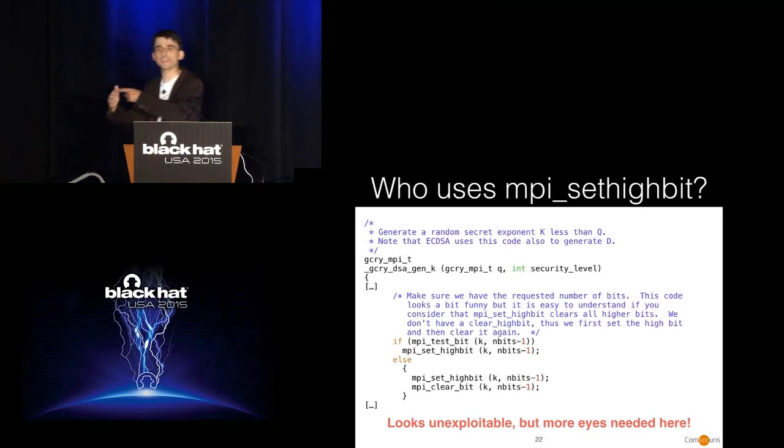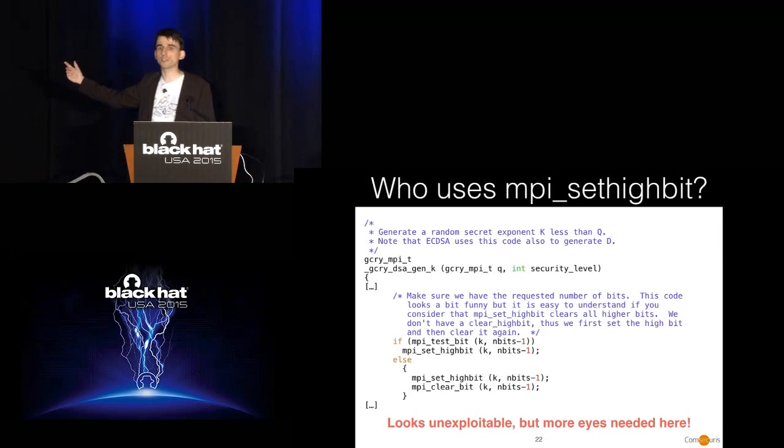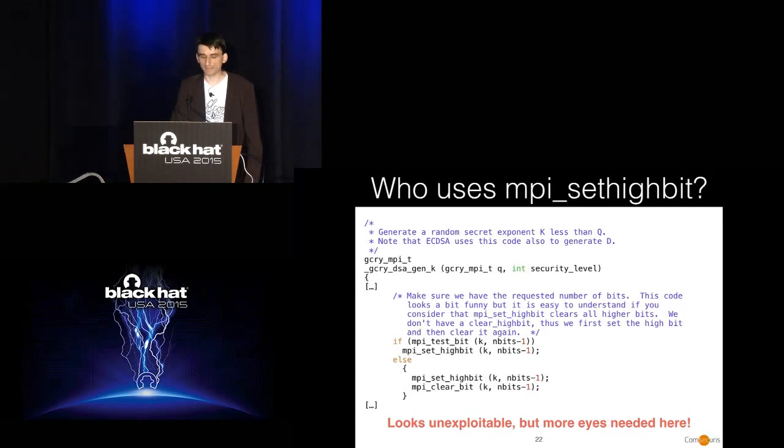And then they set it and they cleared again to make sure it has the right size. But to me, it looks unexploitable, because what comes in here is a random number that is of the right size already. I don't see how this can happen. So more eyes are needed here. The claim is that this has been observed in practice and this bug has been triggered. But besides this, there's only the prime generation routine, and I don't see how that would happen. This is the only place at the moment where I see that this could have an impact.